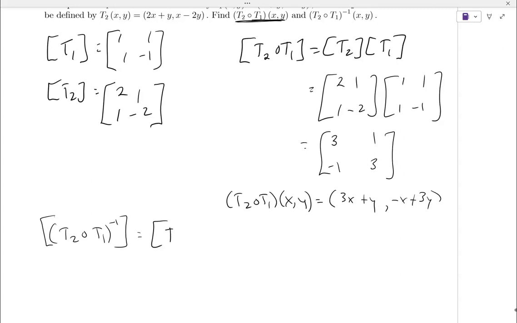So again, the matrix for the inverse transformation is the same as the inverse of the matrix of the transformation. And now we can use that formula we just had, 1 over the determinant times the adjoint. Again, it's flip the main diagonal, negate the off diagonal.